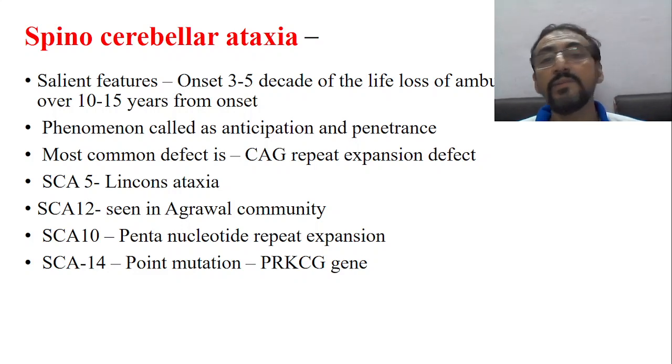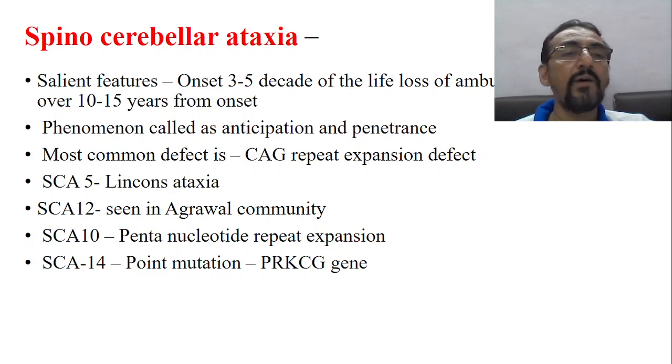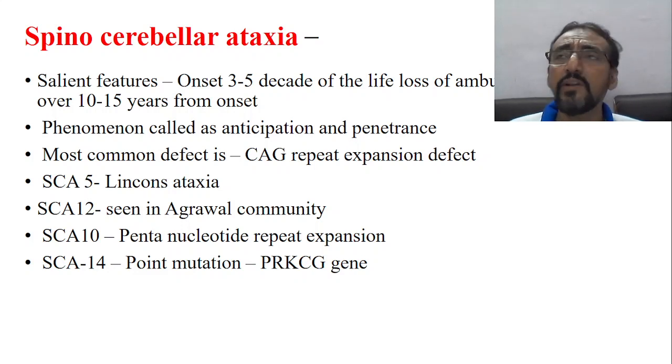This phenomenon is called anticipation and penetrance, that's genetics. The most common defect is a CAG repeat expansion defect. SCA5 is Lincoln's ataxia, SCA12 is commonly seen in the Agrawal community, and SCA10 is a pentanucleotide repeat expansion. So like the different types of spinocerebellar ataxia, cerebellar ataxias are also inherited in nature. One of the most common examples is Friedreich's ataxia.